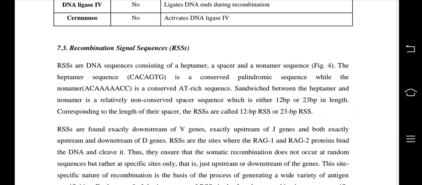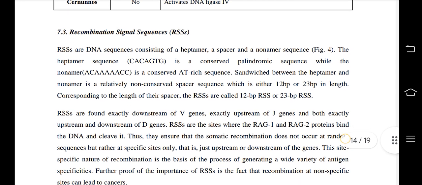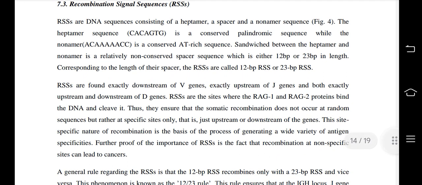Recombination signal sequence, or RSS. RSS are DNA sequences consisting of a heptamer, a spacer, and a nonamer sequence. The heptamer sequence is a conserved palindromic sequence, while the nonamer is a conserved AT-rich sequence. Sandwiched between the heptamer and nonamer is a relatively non-conserved spacer sequence, which is either 12 bp or 23 bp in length. Corresponding to the length of their spacer, the RSS are called 12 bp RSS or 23 bp RSS.